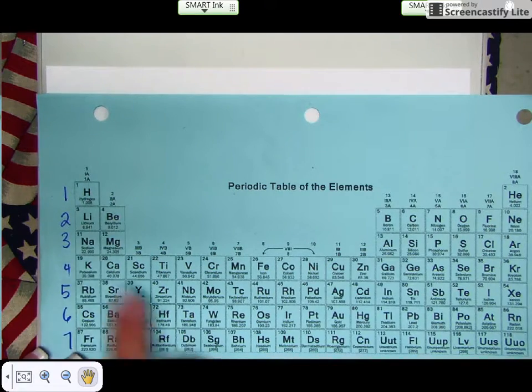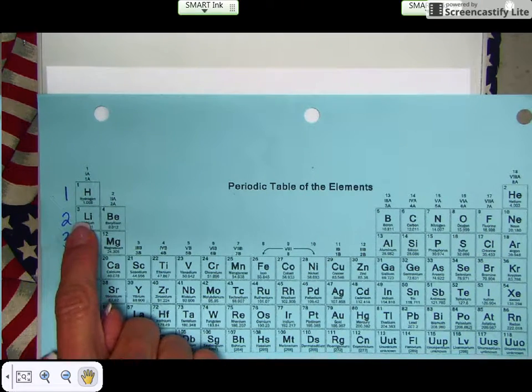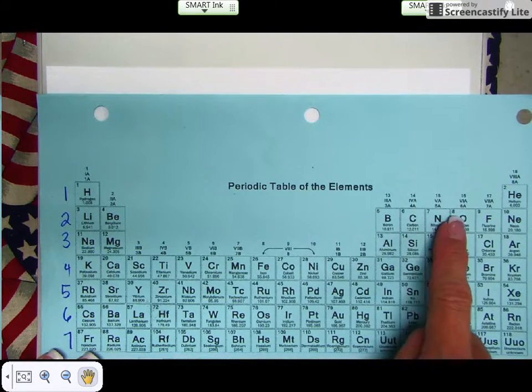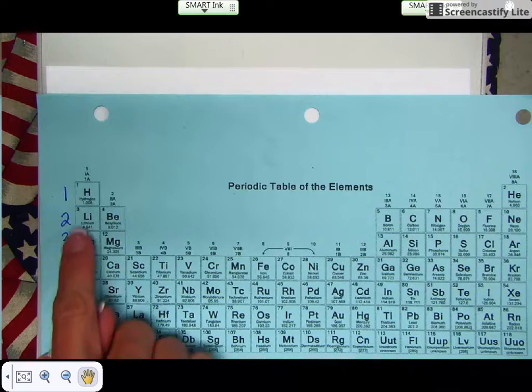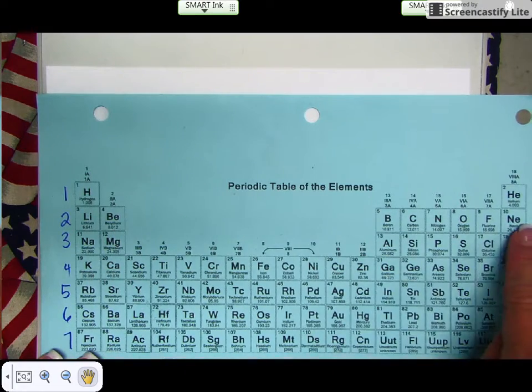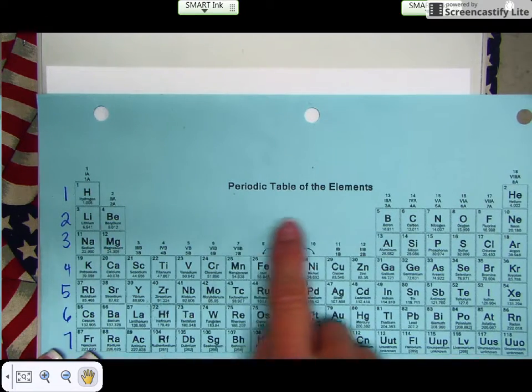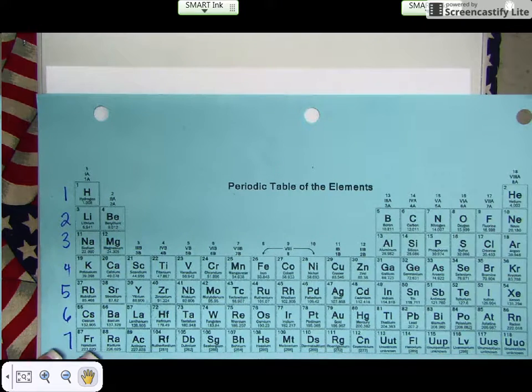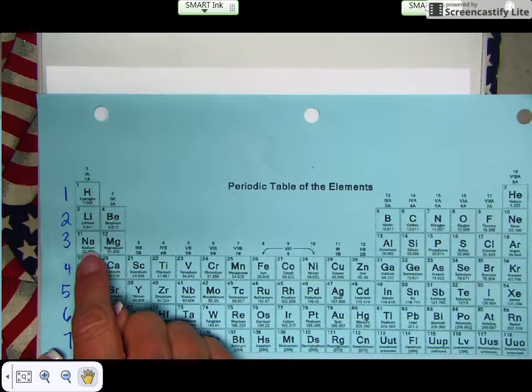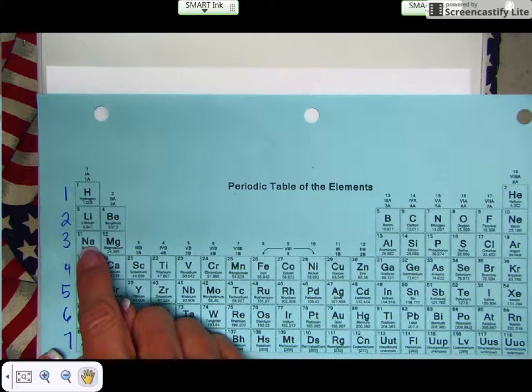And then in the second energy level, if you count across lithium all the way to neon, 1, 2, 3, 4, 5, 6, 7, 8. Notice there's 8 elements, which correspond to your 8 electrons that would go in the second energy level. And we're going to stop at sodium. So sodium is the first element in the third period. So we're going to put 1 electron in the third energy level.